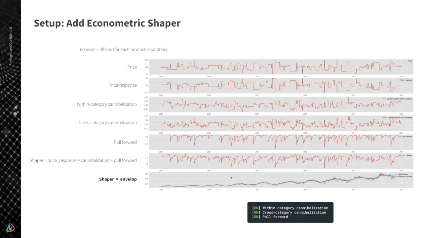And then we apply this shaper to envelopes that we generated on the previous step. So this way we obtain sales series that have all these econometric effects as well as trends and seasonality effects that we generated in the previous step. And of course, we can turn on and off these different components. For example, we can turn on cannibalization and turn off pull forward, or turn on both cannibalization and pull forward, and then see how it changes our analysis. And we will do it in a moment.